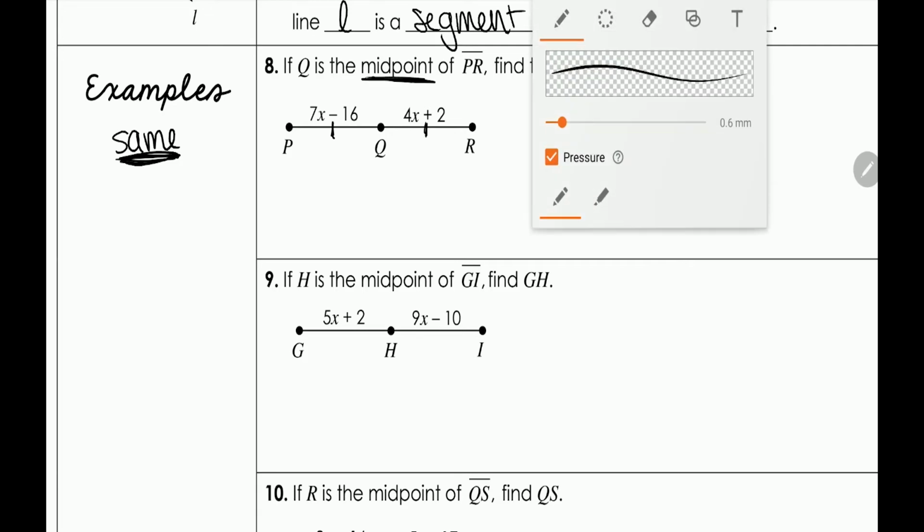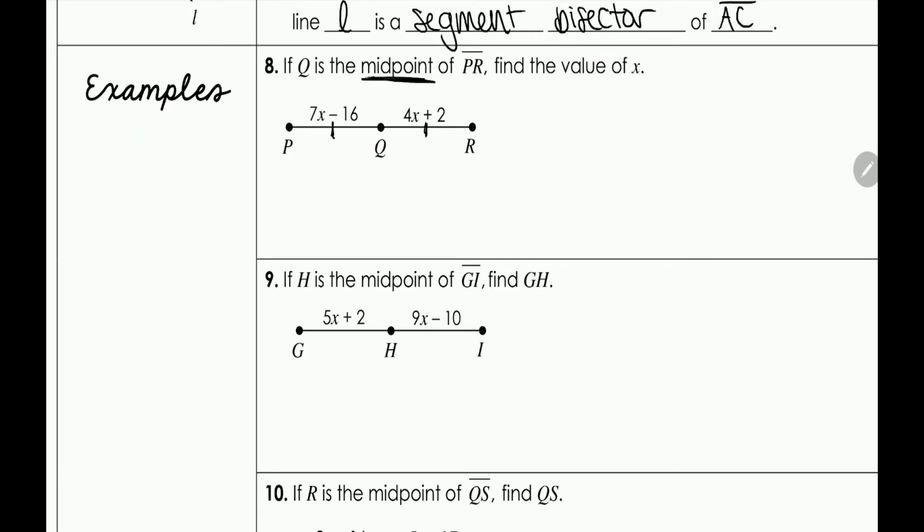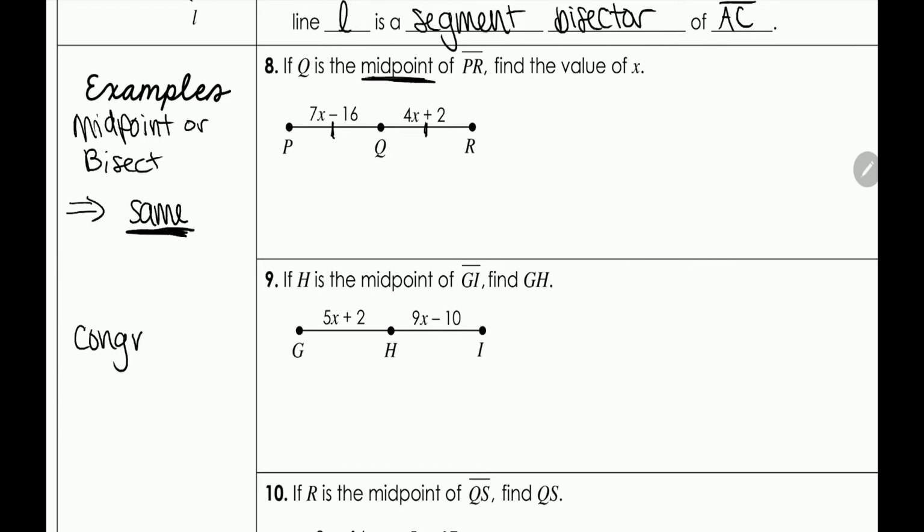If we have the words midpoint or bisect, that means they're going to be the same on either side. That means both sides of the line segment are going to be congruent to one another. That means you're going to set those two sides equal to each other.